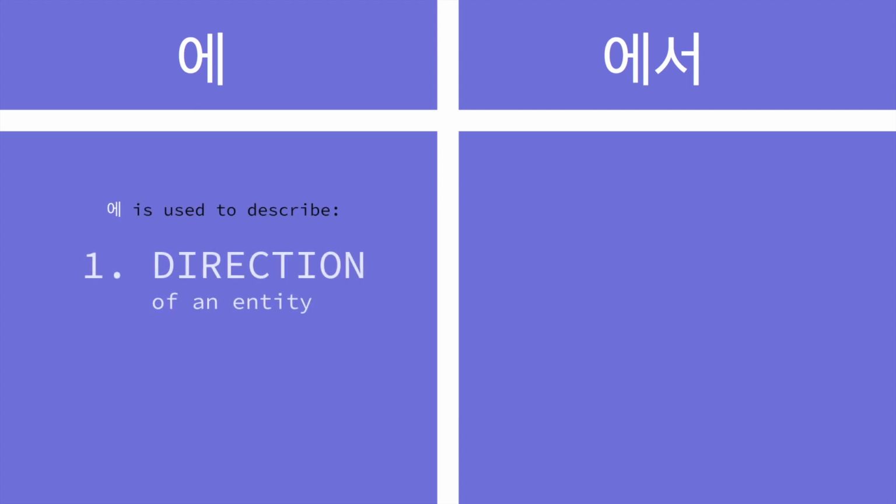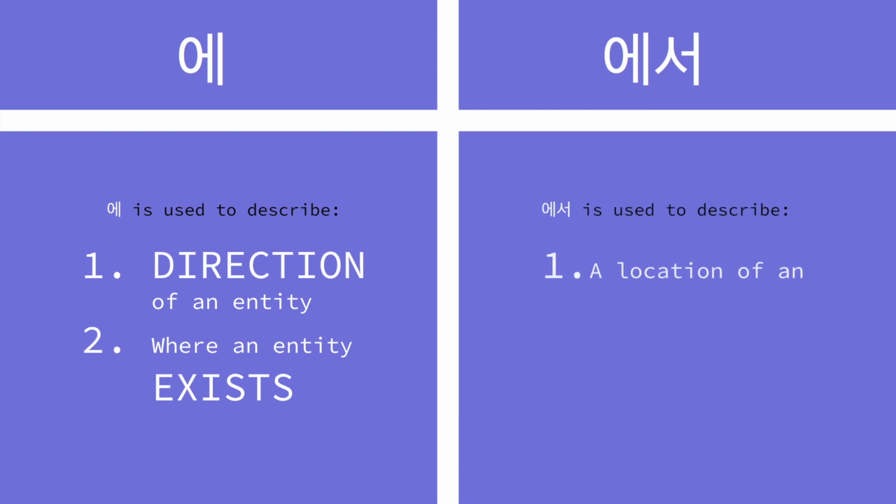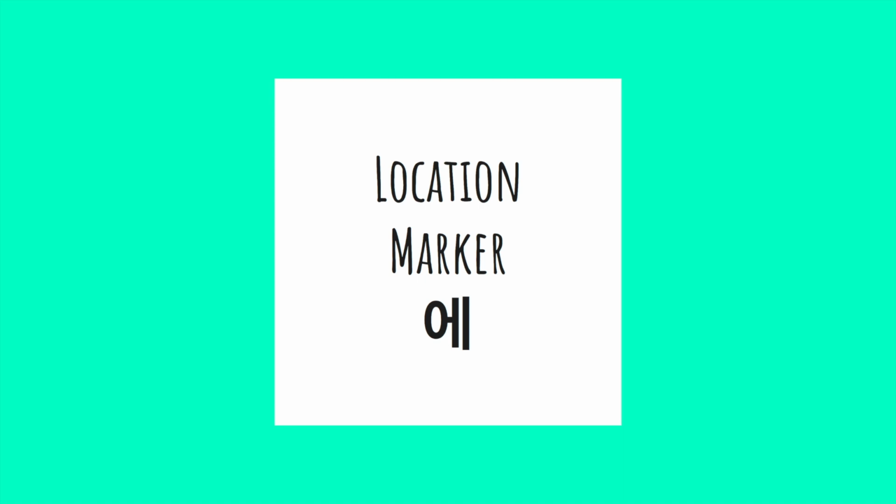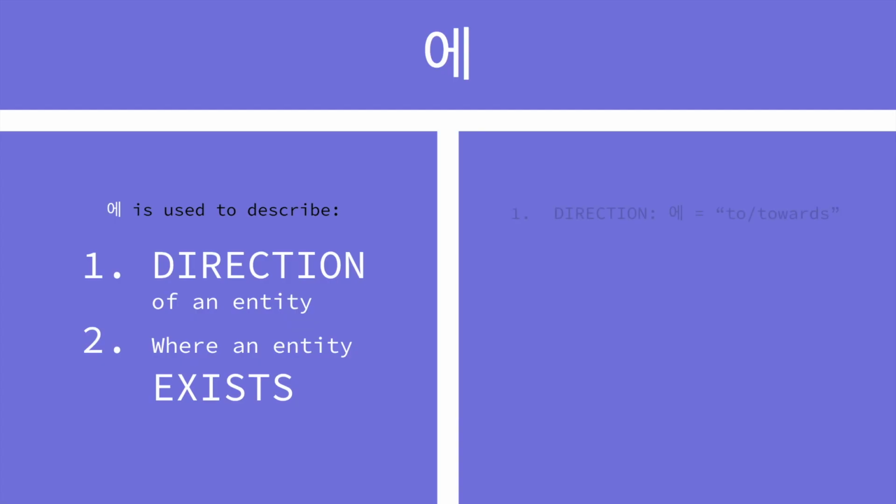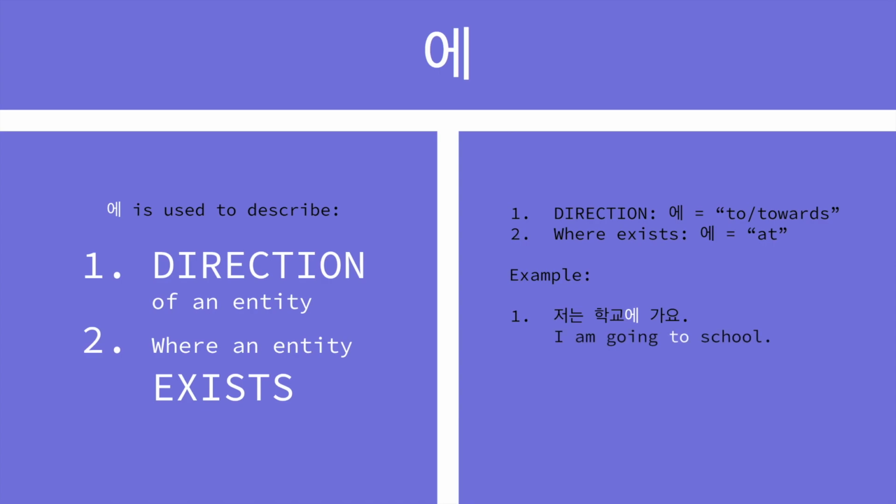Let's look at the locative particles 에 and 에서. 에 is used to describe the direction of an entity and where an entity exists. 에서 is used to describe the location of an activity. Let's look in depth at 에. Here are some examples of when to use them. 저는 학교에 가요. I'm going to school. 제 가방이 학교에 있어요. So for the first example, we see the direction of where someone is going, and for the second one, we see where an entity exists.